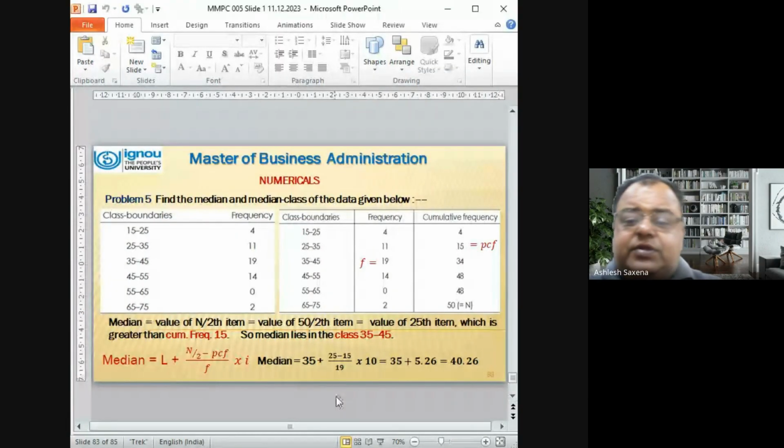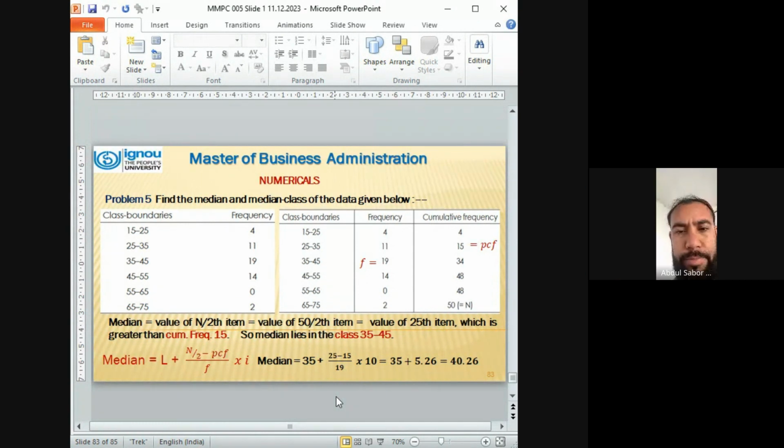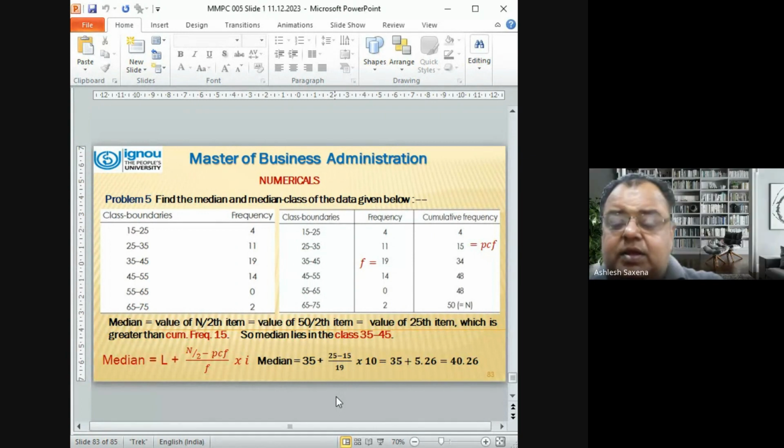Is the screen visible to you? Yes, sir, it's visible. Okay. What is your query, Mr. Obedullah? What is your query? You have raised your hand.